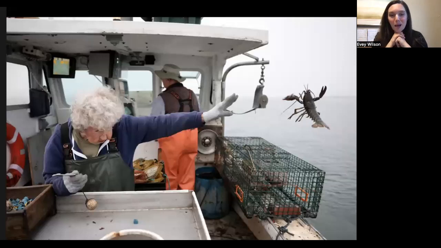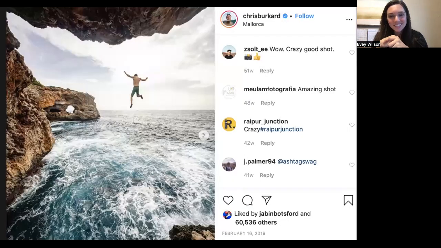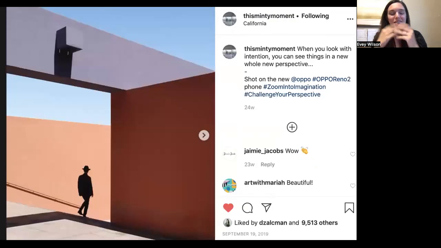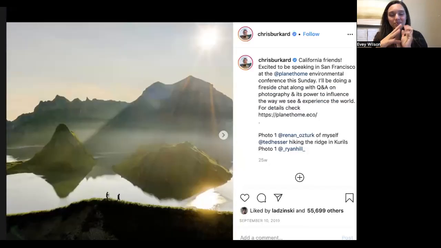I love this picture of the lobster, right? Pops straight out from the water. We often see pictures like this on Instagram. I love this photographer. The reason it pops out is there's so much contrast between the subject and the background. But that idea of completing shapes, don't lose your subject in the background.